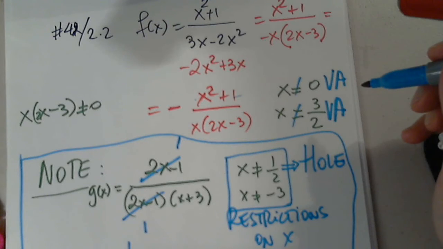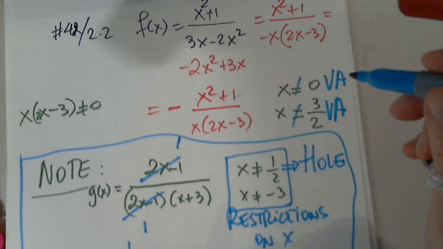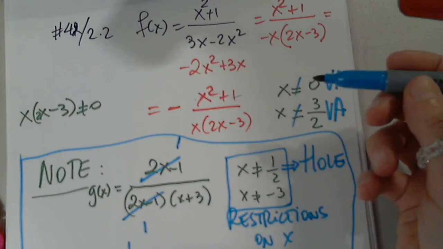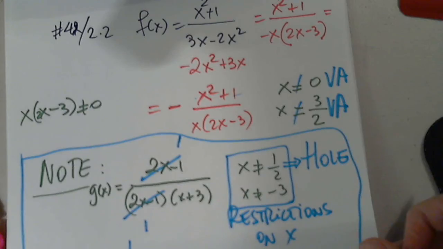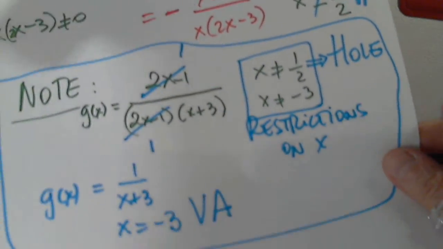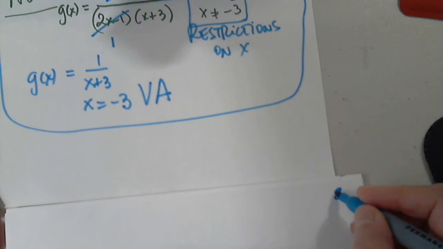This is good, but it's not good enough. We have to determine the limits left and right for both. Left of 0, right of 0, left of 3/2, right of 3/2. And that is the complete answer to the problem. So let's continue and find those limits.